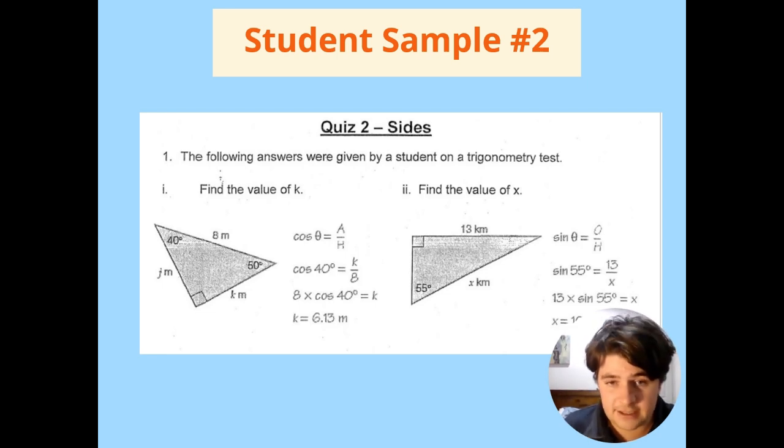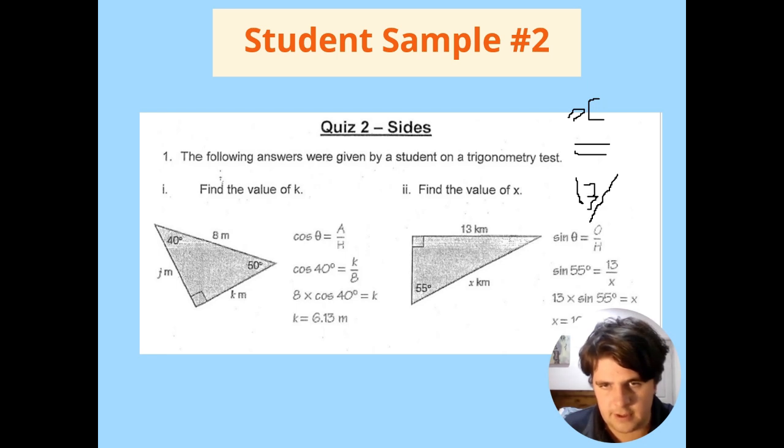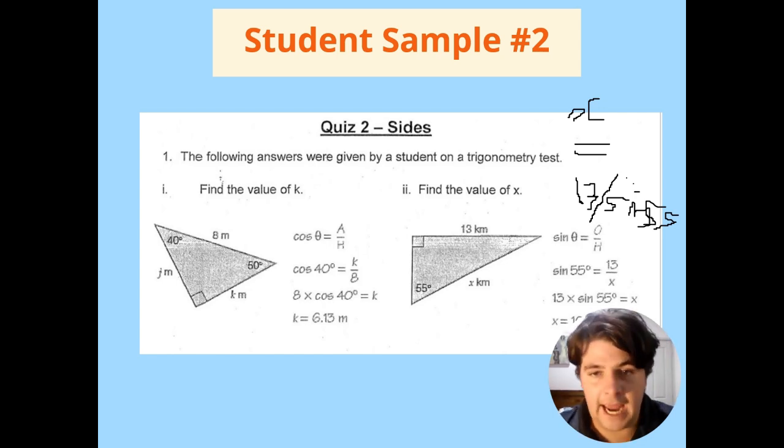So it would actually be x equals 13 divided by sine 55. Apologies for the shabbiness of that handwriting, but that would be it. X equals 13 over sine of 55.